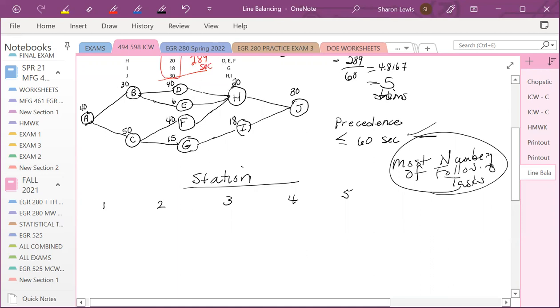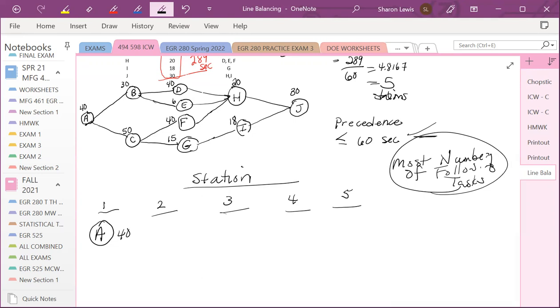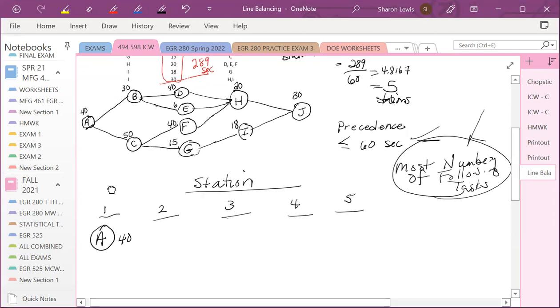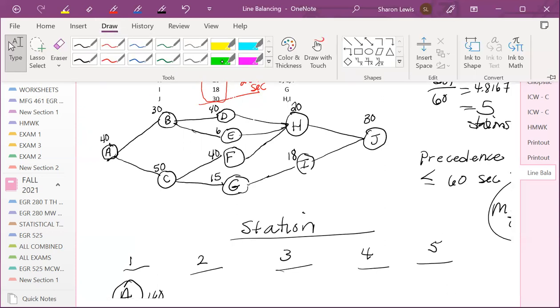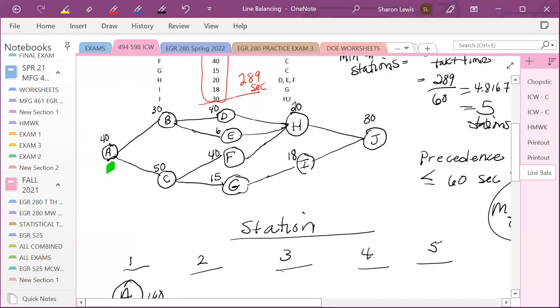different rule. So as before, nothing can happen until A is done. So A has to go into station one. Now from this point, as to what task goes in next, we're going to use this most number of following tasks. So what we do there is we'll mark things as we have. A is in, so our candidates then are B and C. Those are our only two choices.